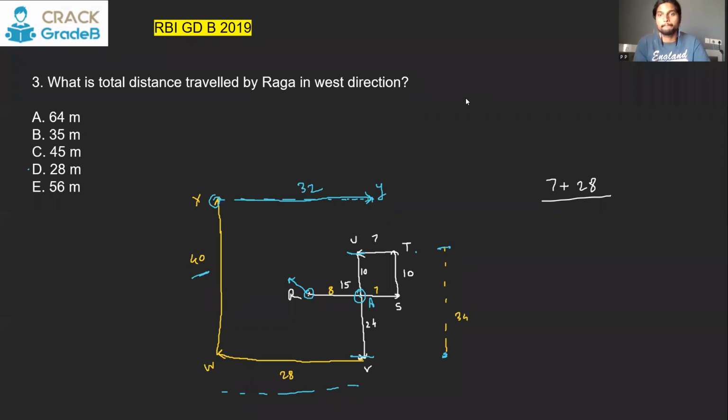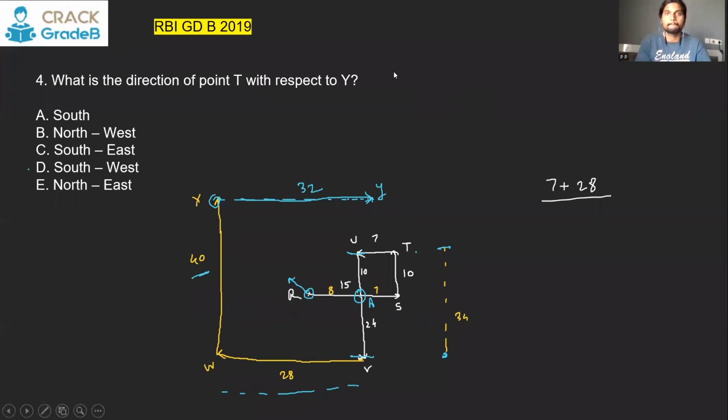Let's see one more. What is the direction of T with respect to Y? Y is here, T is here. This is going to be southeast. So answer option C. T with respect to Y is in southeast direction. Easy. Let's see one more set.